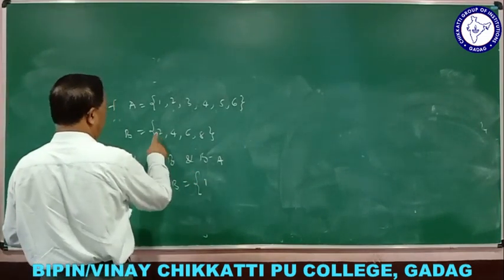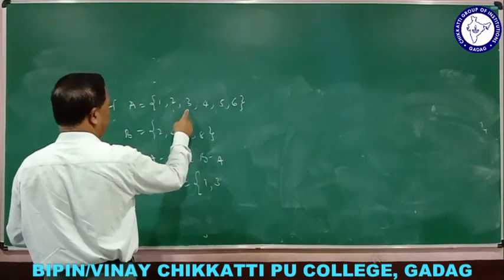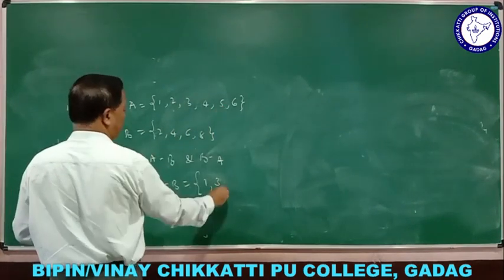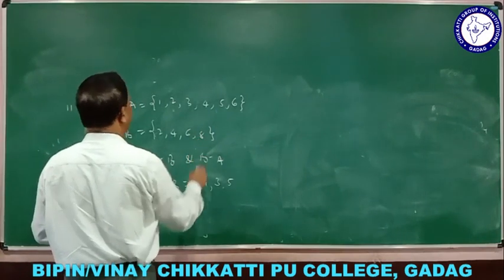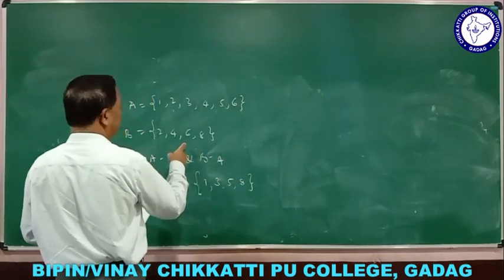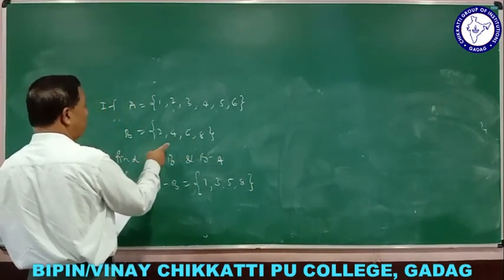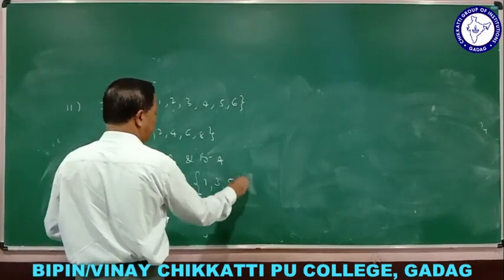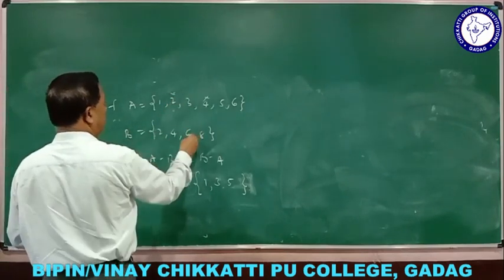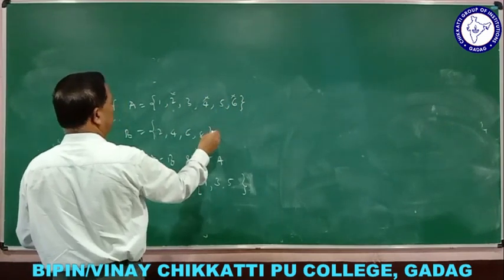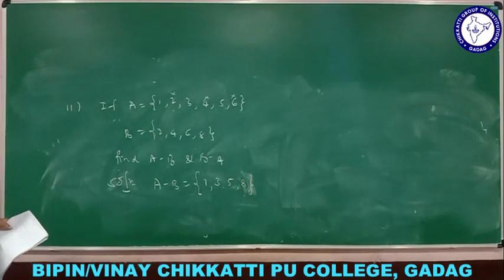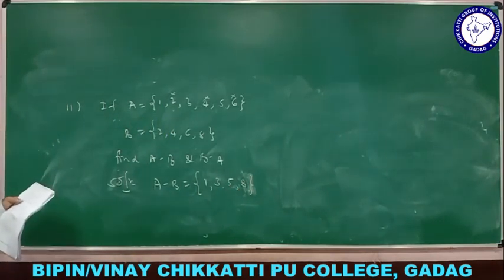So 1 is not in B, so we write it, and 2 we cannot take, 3 we can write, 4 we cannot write, 5 we can write, and 6 we cannot write. A minus B means only those elements of A which are not in B. 8 is in B, not in A, so we cannot write it. So 2 you cancel, 4 you cancel, 6 you cancel. You have to write all the elements of A which are not in B. So the answer you can write is 1, 3, 5.